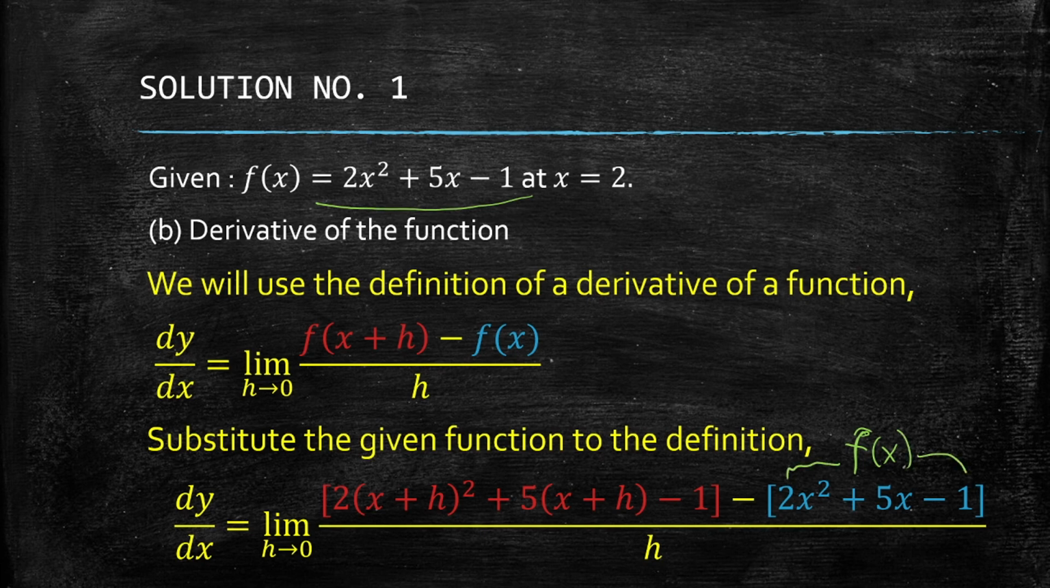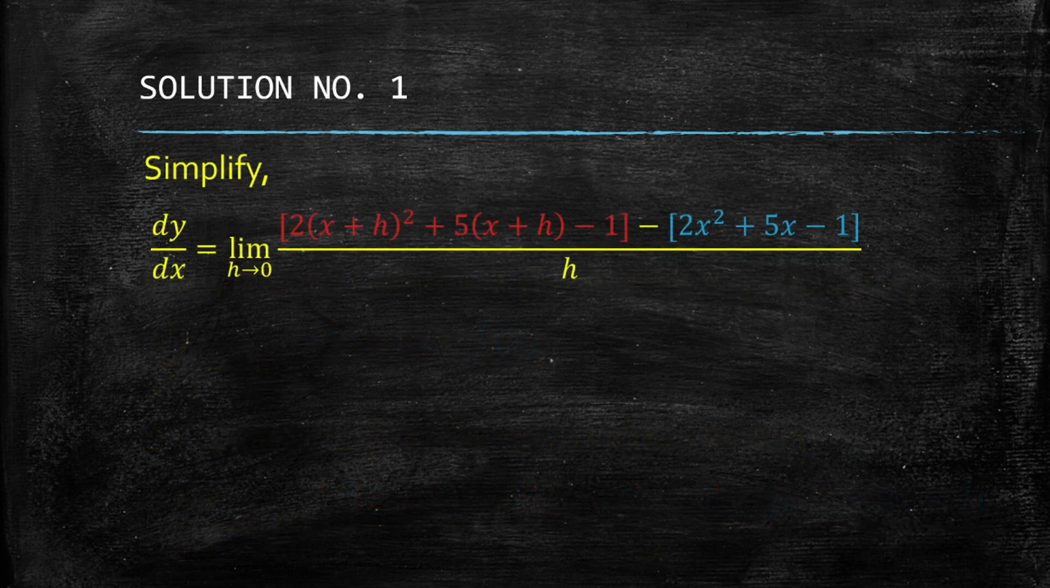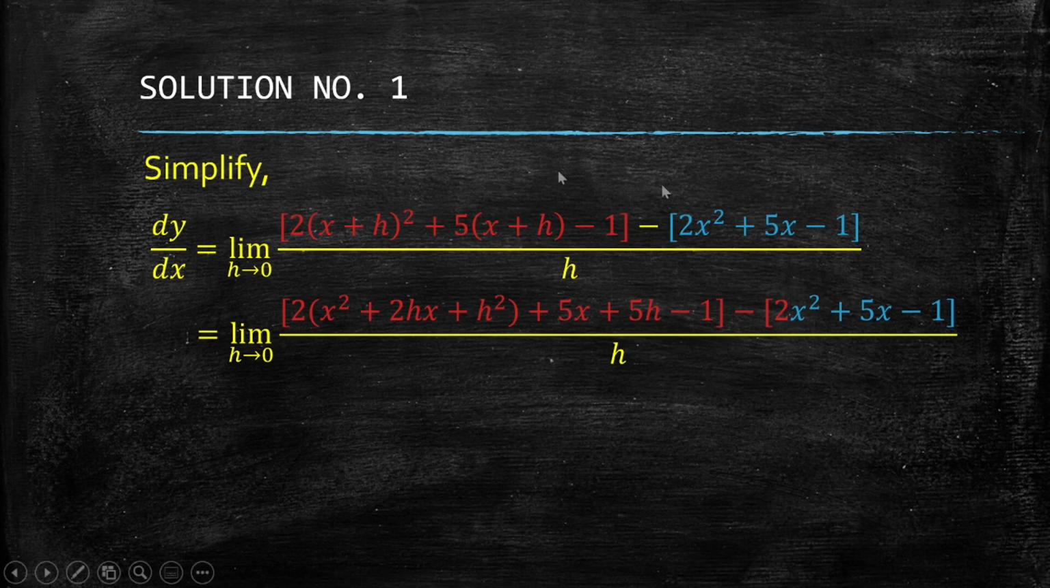And here, the red part, instead of having x as our variable, we have now x plus h, because again, the input value at the first term is x plus h. So we have 2 times the quantity x plus h squared plus 5 times the quantity x plus h minus 1. Then we simplify further. We expand our x plus h squared. We have now x squared plus 2hx plus h squared.